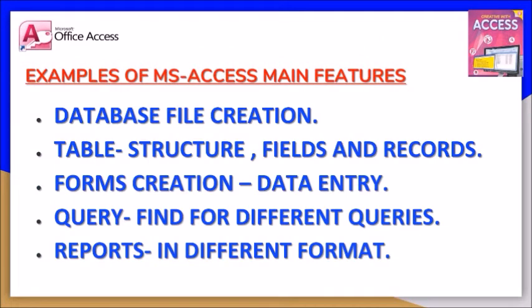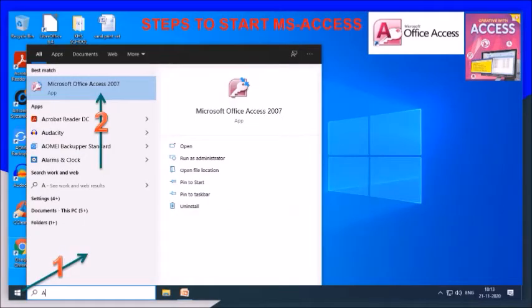This is the example of MS Access main features: database file creation, table structure, fields and records, form creation for data entry, query to find different queries, report in different formats. So these are the examples of MS Access main features. Now let us see how the file is created. Tables are created in a database structure, then form creation, query and report. Now let us start with MS Access.